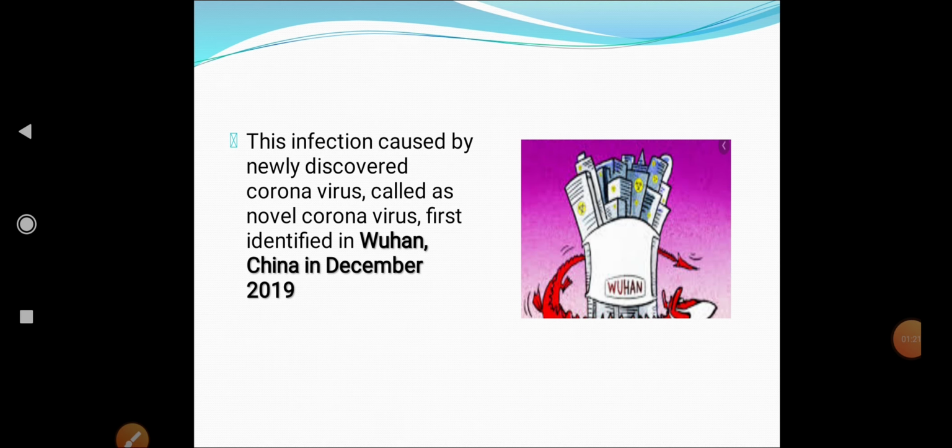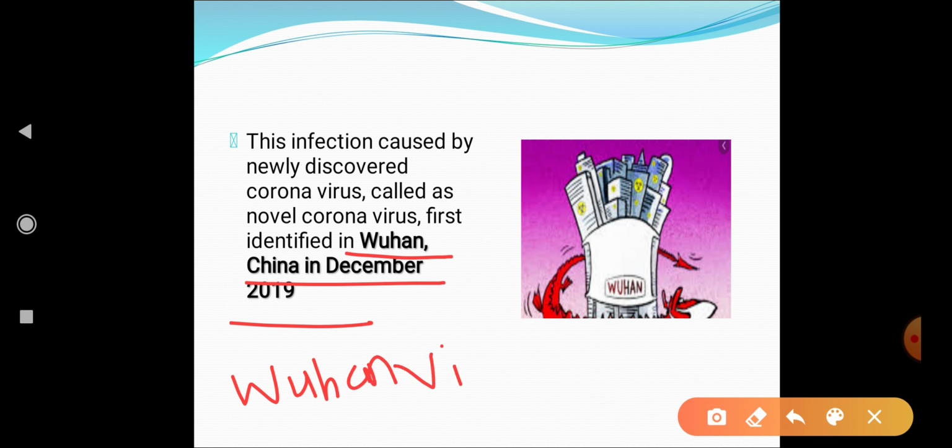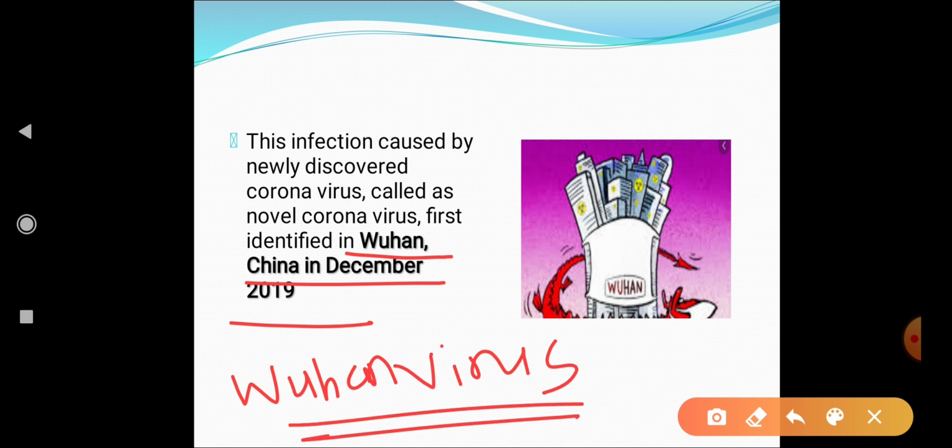Now, you might be familiar that this novel coronavirus, means COVID-19, the first case has been identified in Wuhan. So the disease was first identified in Wuhan city in China in December 2019. So it is also known by the name Wuhan virus. So the origin is from China.